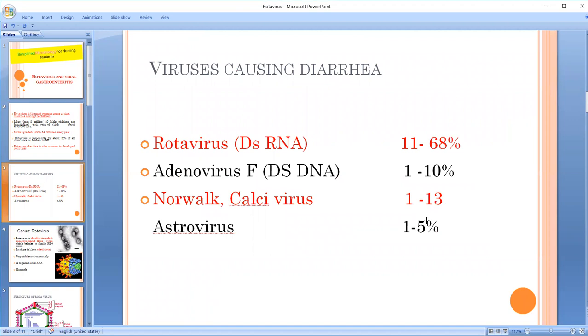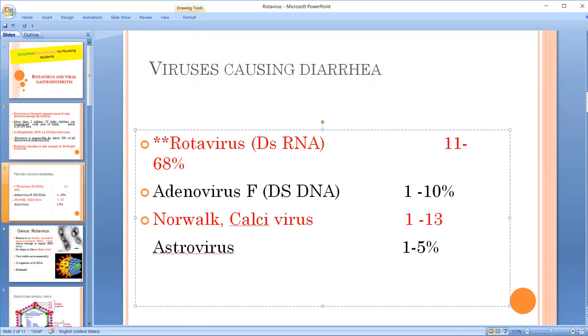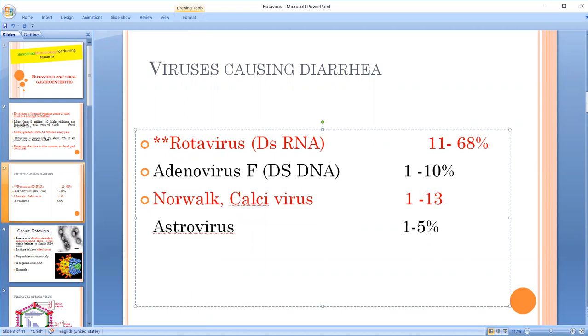What are the other viruses that cause diarrhea? Rotavirus is the most important. Then adenovirus, norovirus, and astrovirus. So these four viruses are responsible for viral diarrhea.